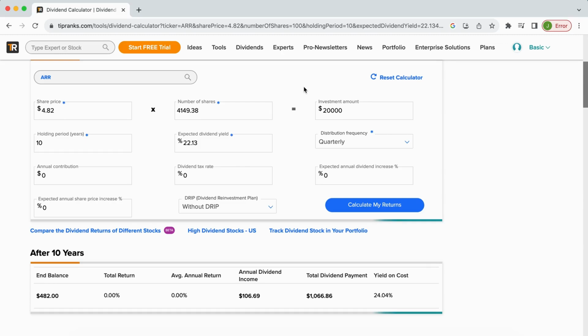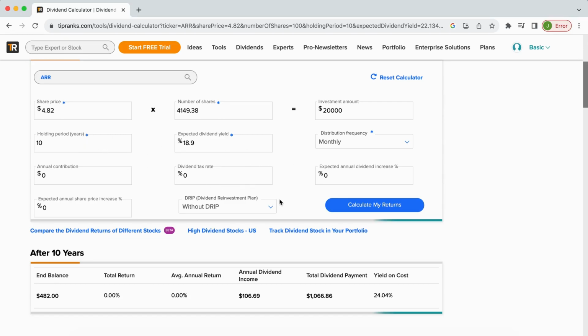So the great thing about ARR is it's actually a monthly distribution frequency, and they already put in here the expected dividend yield. Now I know that this is a forward-looking yield. We're going to go ahead and put in 18.9% just to be a little bit more accurate for today's numbers, and we can keep the holding period about 10 years.